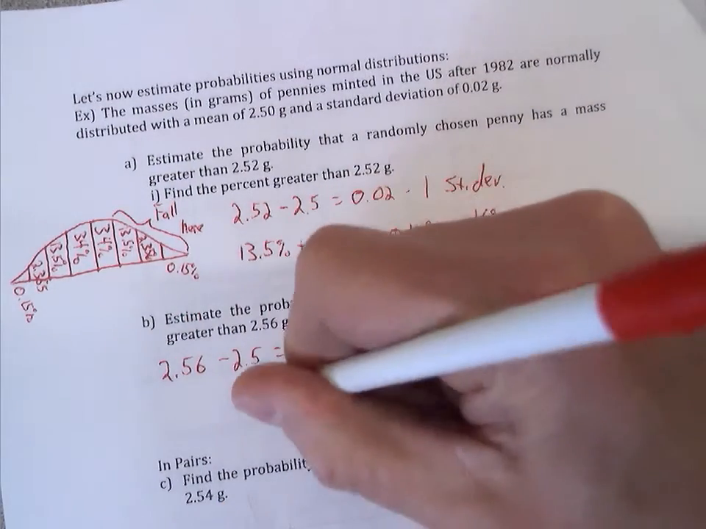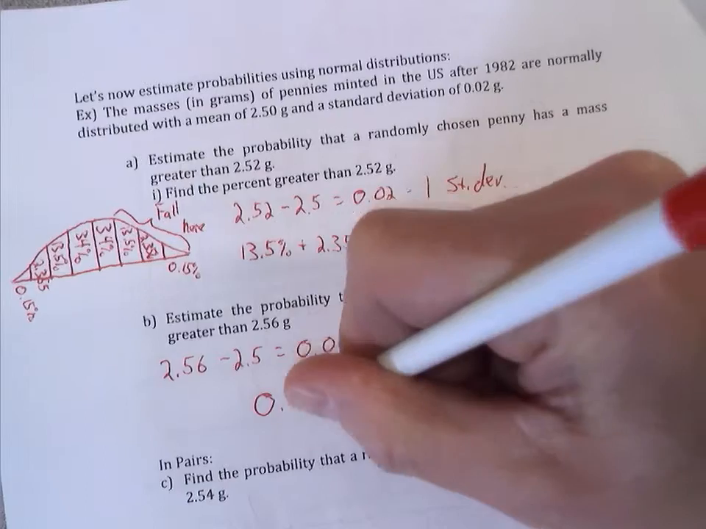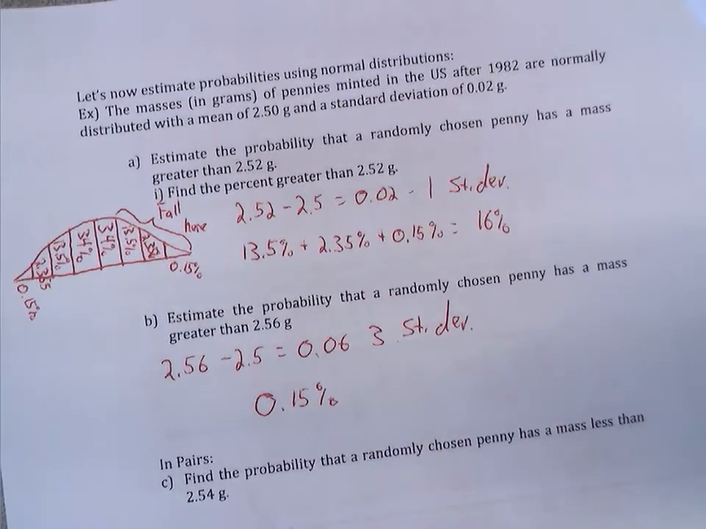So the probability is 0.15%. So there is a less than 1% chance that you're going to come across a penny that weighs more than 2.56 grams. It's going to be very, very rare.